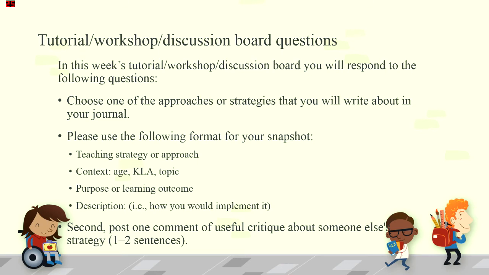Now, in this week's tutorial workshop or discussion board, you will choose one of the approaches or strategies that you'll write about in your personal journal. You will need to use the following format for your snapshot. So you're going to include your teaching strategy or approach, the context, such as the student's age, key learning area and topic, the purpose or learning outcomes you would like to achieve, a description of how you'd like to implement it, and secondly, you'll also post one comment of useful critique about someone else's strategy, about 1 to 2 sentences.